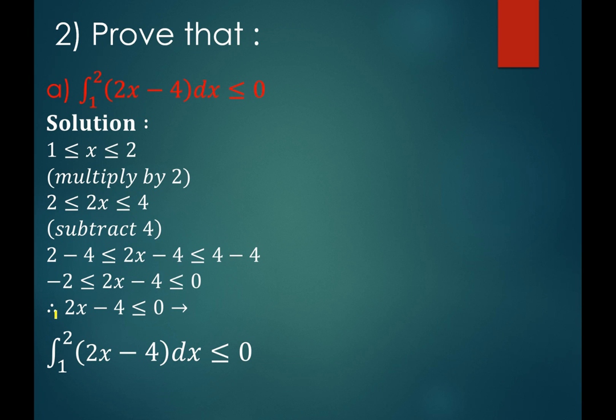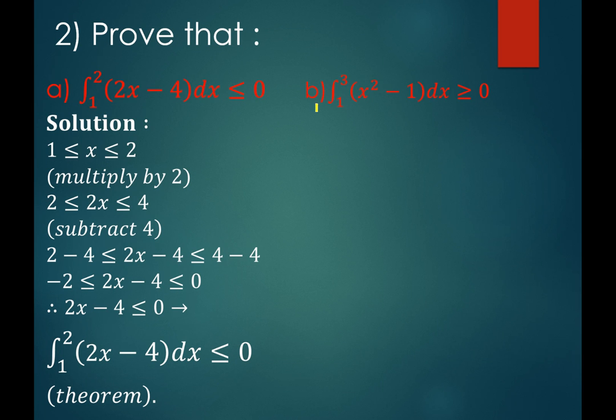That means if the function is below the x-axis and it is negative and each value inside it is negative, so the integration of it is going to be negative also. So this is from the theorem. The theorem said that if the function is negative, its integration is negative. If the function is positive, its integration is positive. So it is the theorem. Now let's have another example.